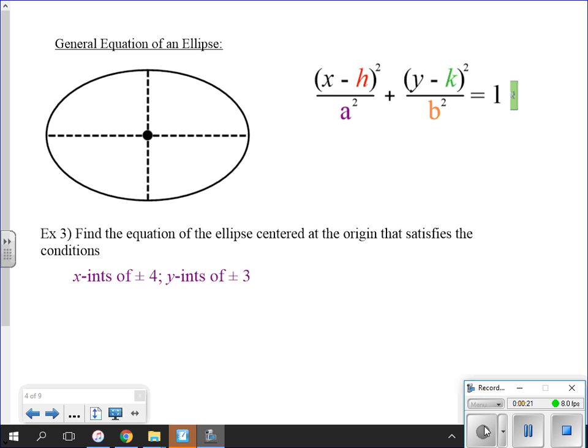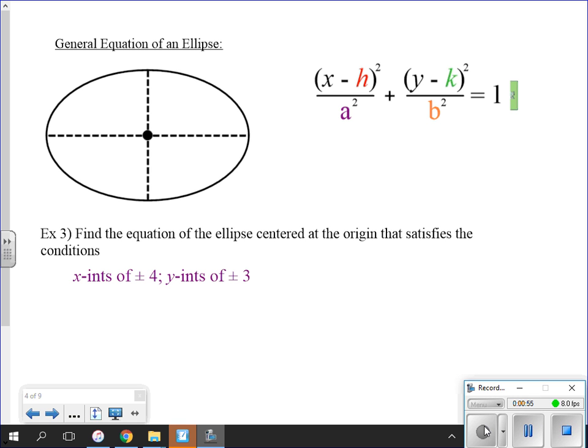(x minus h) quantity squared over a squared, I'll explain what a is in a minute, plus (y minus k) squared over b squared, ditto for b, is equal to 1. Always equal to 1. Always. Okay, if it's not equal to 1, it's not an ellipse, it's not in proper form. It needs to be equal to 1. That will be important a little bit later on while we're trying to do stuff.